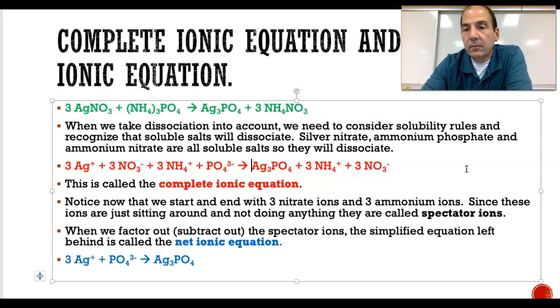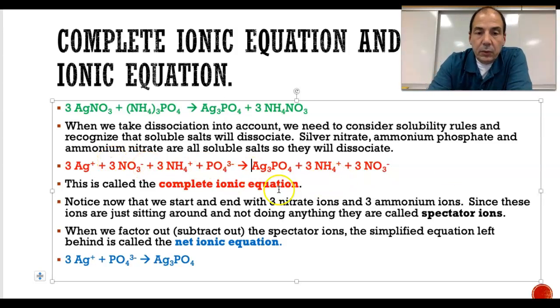So this red equation here as shown with all the ions showing all the dissociation is called the complete ionic equation. I will never ask you to write the complete ionic equation. The AP will never ask you to write the complete ionic equation. But you might find it useful to get to the net ionic. And let's talk about that.